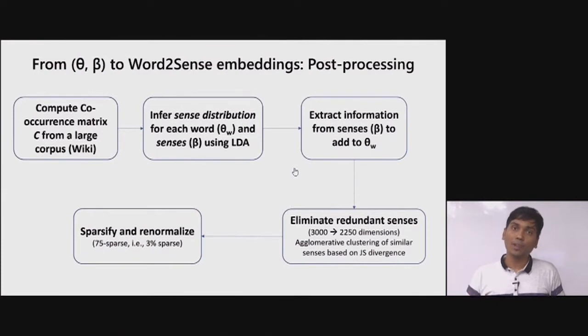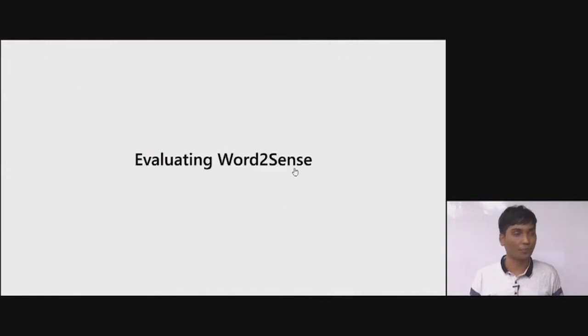But after that, we follow some pre-processing steps so as to enhance the performance of our embeddings. For example, we add some information from the sense pool beta to our sense distributions theta. We cluster some of the senses together to remove fine-grained senses. And third, we try to sparsify our vector by removing the heavy-tailed noise numbers and renormalizing. Now that gives us some 3% sparse theta vectors. So the final theta vectors that I get are the embeddings that I use for each word.